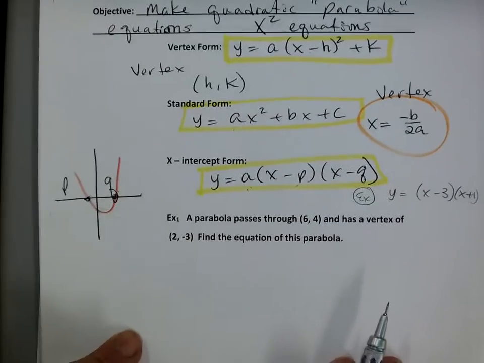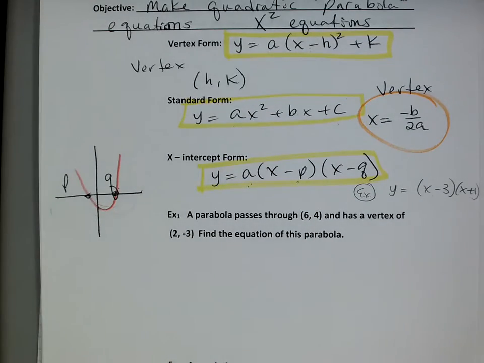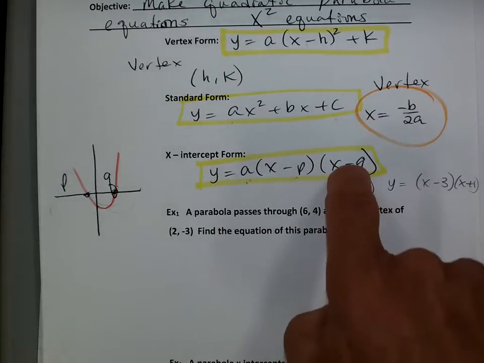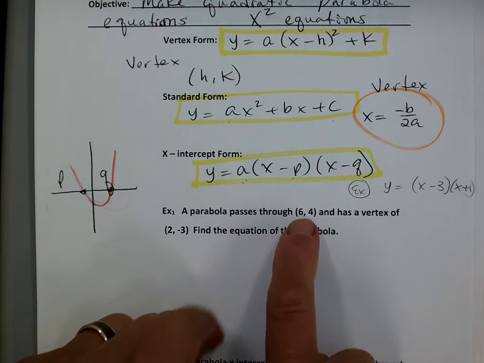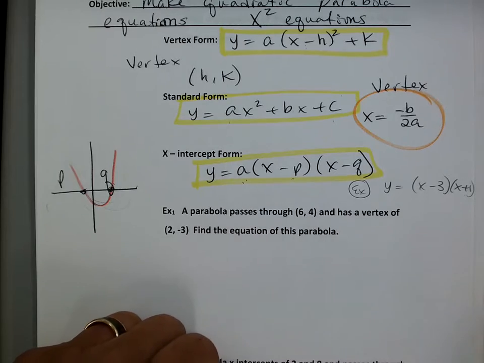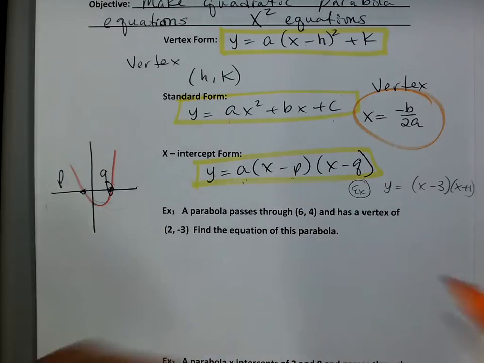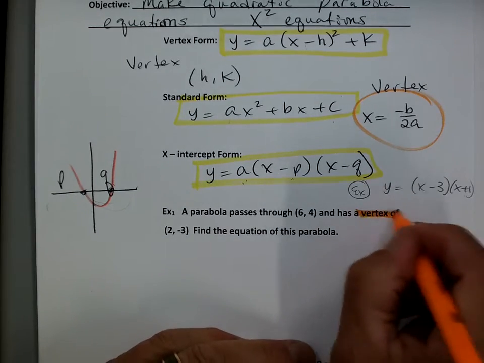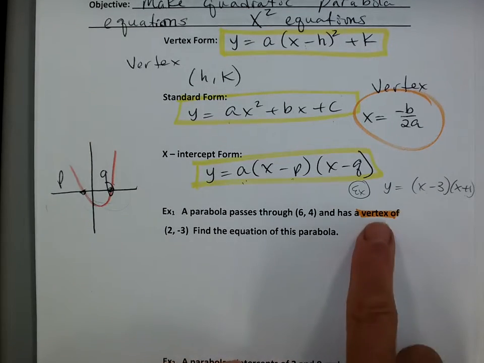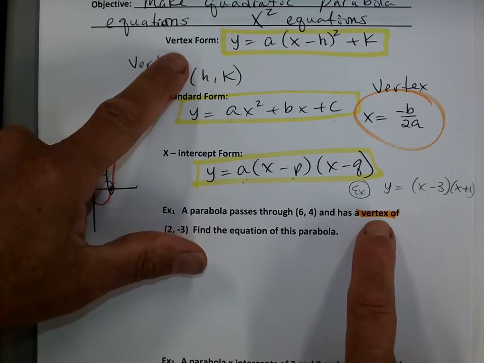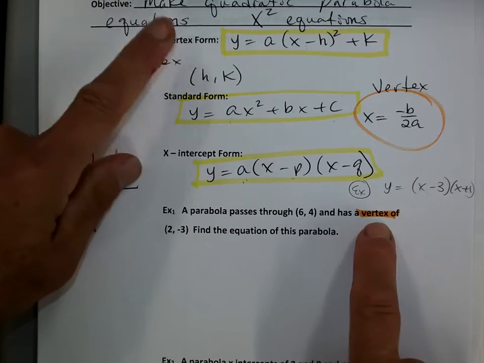Now, let's do an example. We're going to use all 3 of these equations. The question is which one? Example 1. We're going to find the equation of a parabola. It passes through the point 6, 4 and has a vertex. Okay, that's a key word. It has a vertex of 2, negative 3. So it has a vertex. We know the vertex, so let's use vertex form.